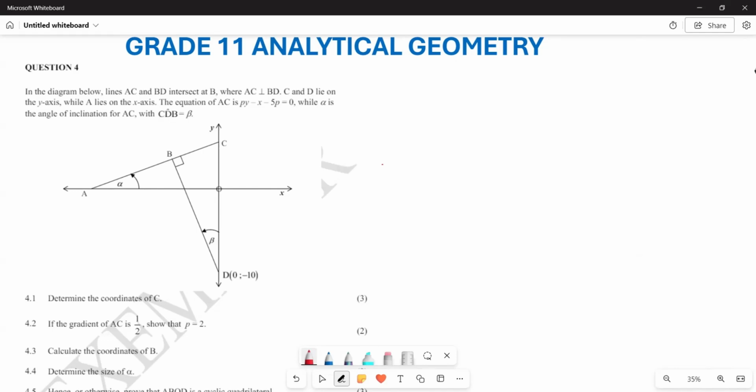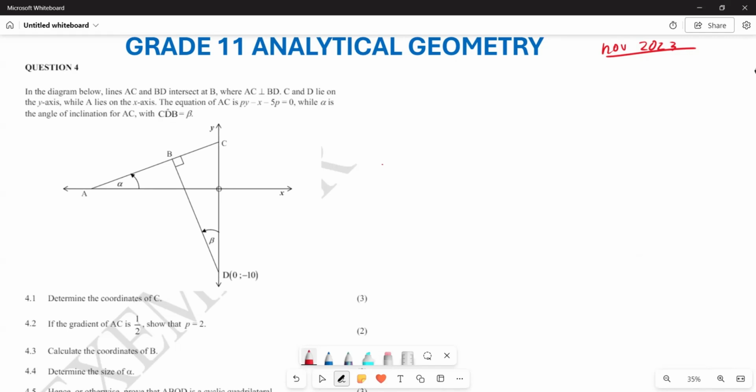What we are doing basically today, we are looking at analytical geometry. So we are examining again our November 2023 paper. This is going to be question 4. Now let's see how we can go about attempting these types of questions.